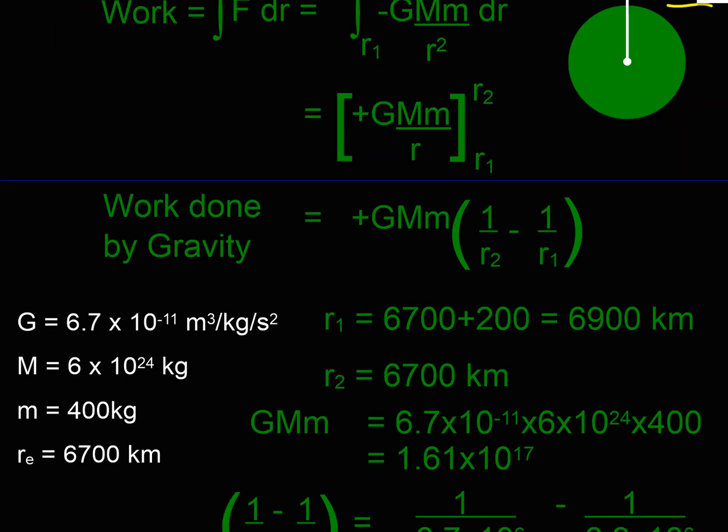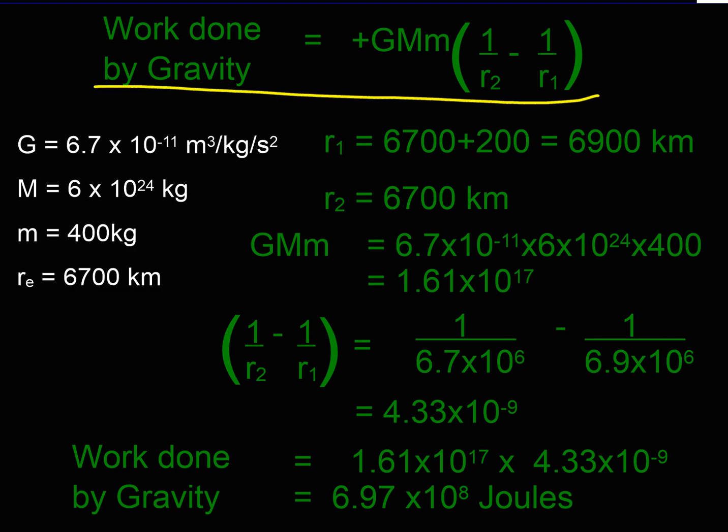In the last video we proved that if we integrated the above, the work done would be GMm, and the bracket here being the difference in the reciprocals of the radius, how high we were. Here are the values that are standard, so using this equation, and I'll leave this on the screen just a sec, so that if you want to you can stop and have a look at the calculation. But the work done by gravity here is 6.97 times 10 to the 8 joules. That's an enormous amount of work, isn't it? That's work that's actually pulling this satellite down to Earth.